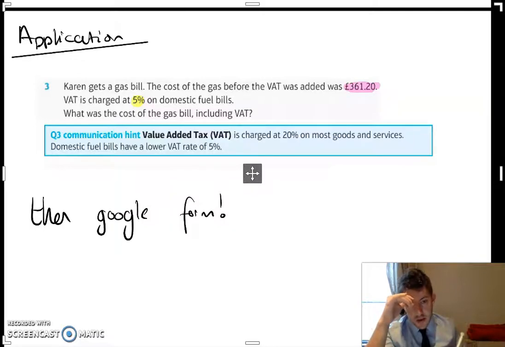Do that in your book, send me the photo, and then last but not least, we'll do a Google form. Should be a pretty comfortable fluency lesson, lots of fun. Let's just get these multipliers down and make sure we're concrete and solid with them before we move on to some more trickier math.